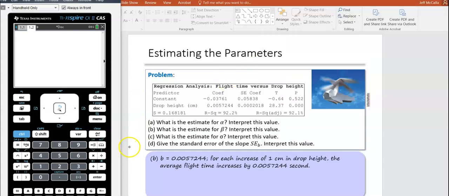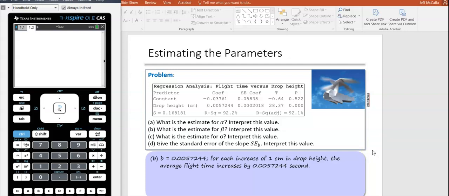So the meaning is this: for each increase of 1 centimeter, because it was measured in centimeters in the drop height, the average flight time increases by 0.0057 seconds. So not a whole lot, but that's each centimeter, right? I mean, that's going up just by centimeters. That's a pretty small change.